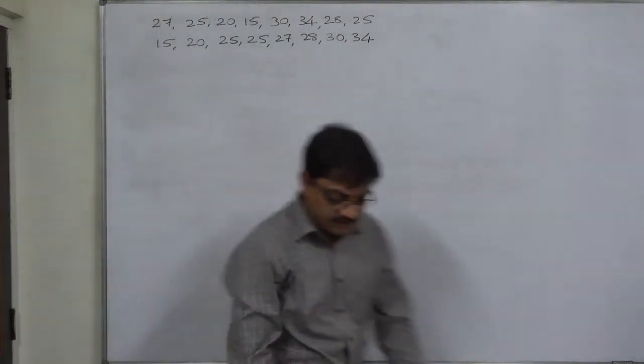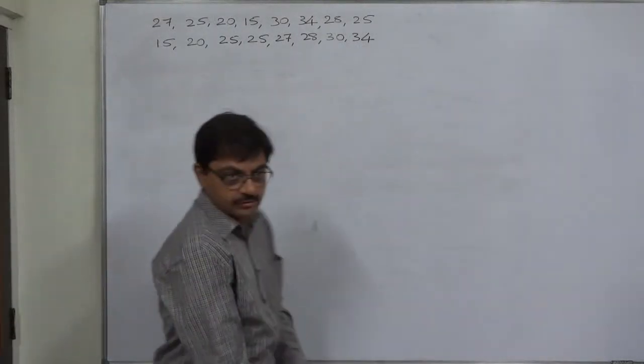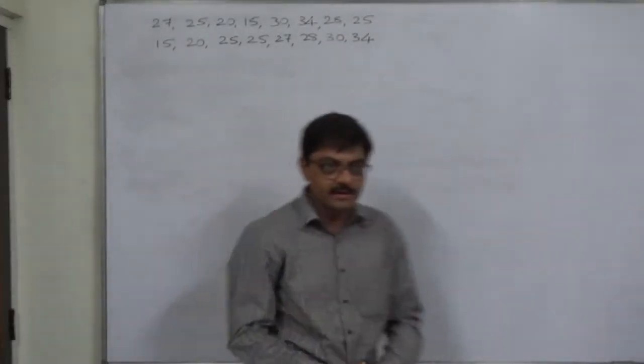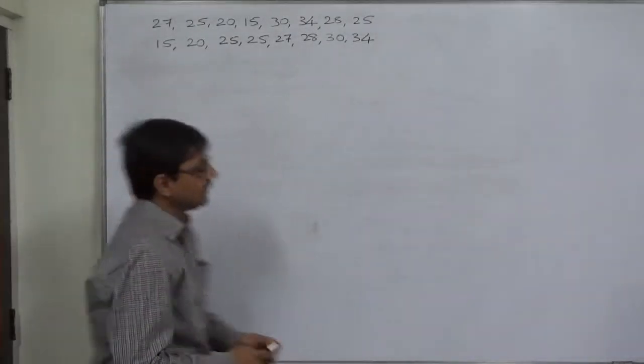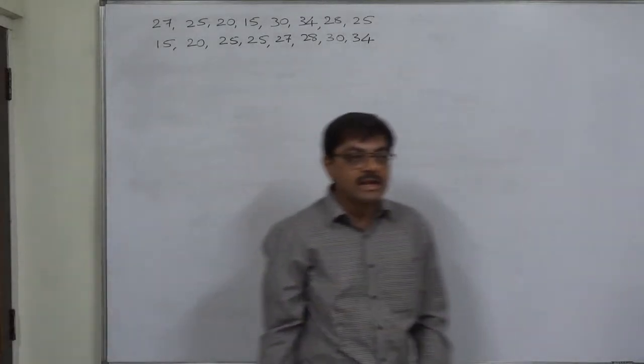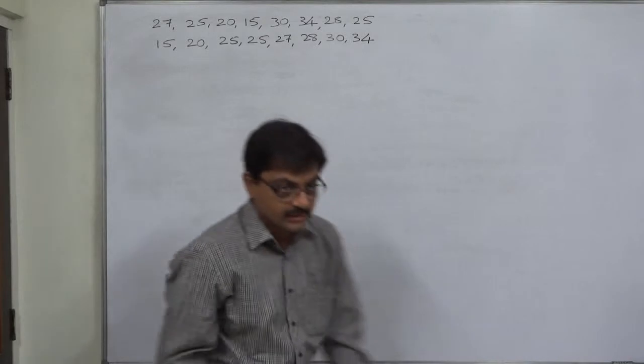Students, in this case we have data made up of 8 values. That is also a sample drawn from a population. So this is data related to a sample. The number of values is 8. That means we have an even number of data values.